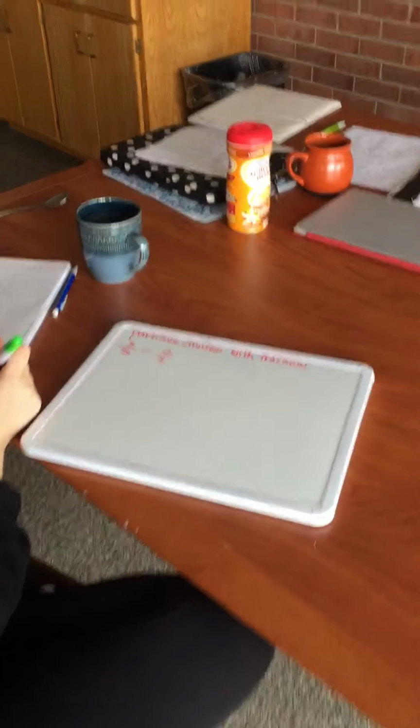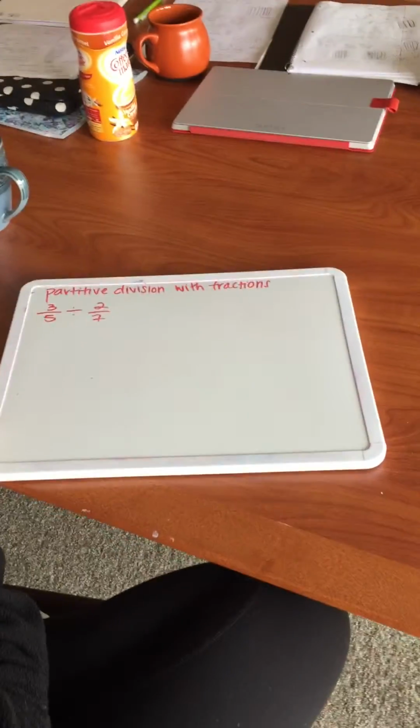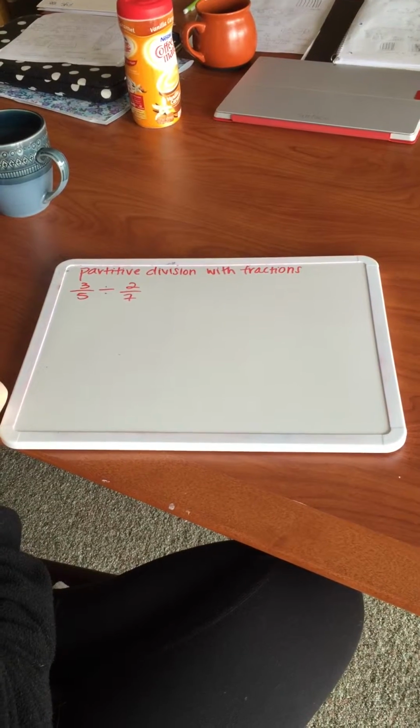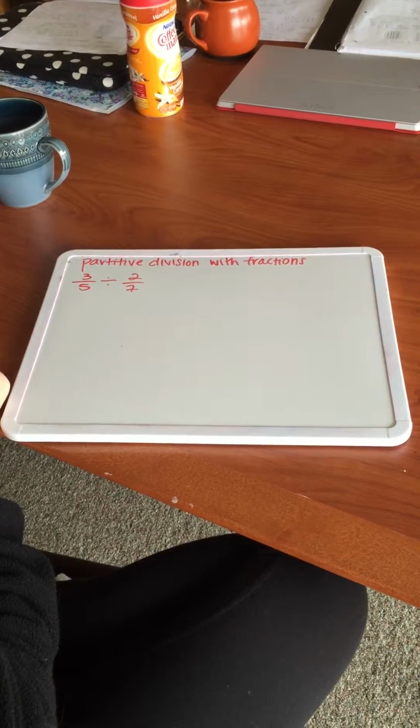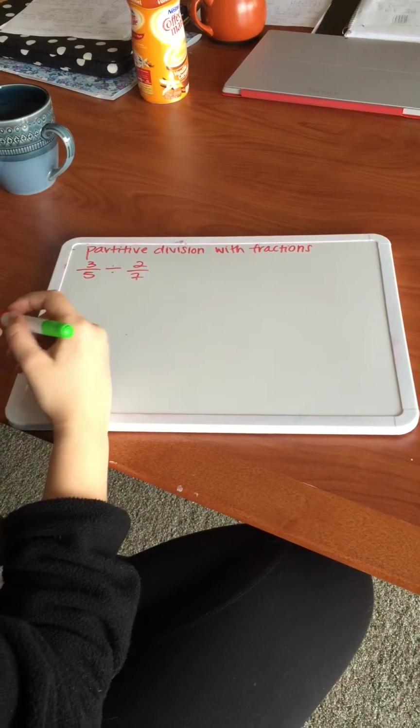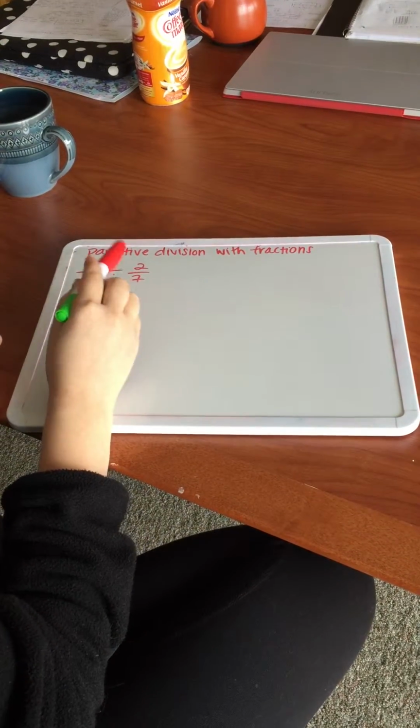To start off, the definition of partitive division is having some amount of stuff sharing equally with some number of groups and determining how much ends up in one group. So the problem that we are working with today is 3/5 divided by 2/7.